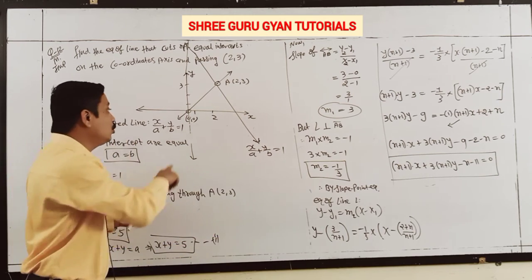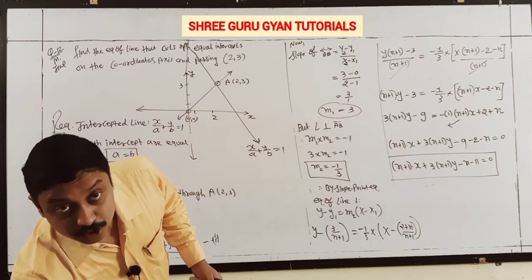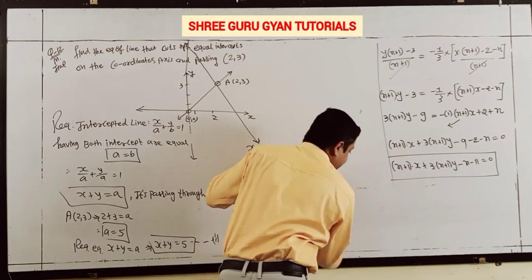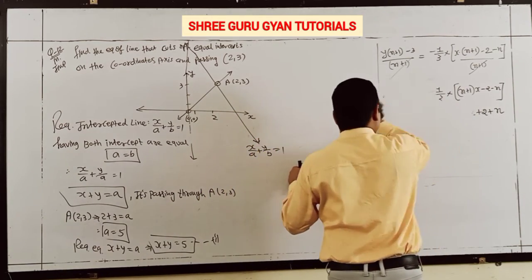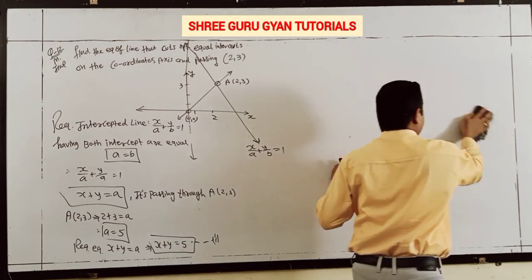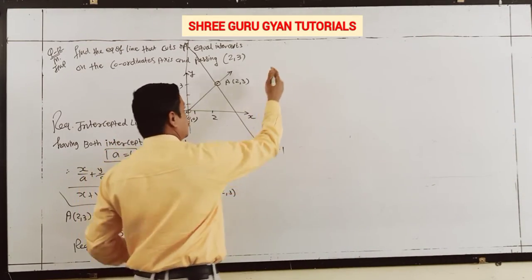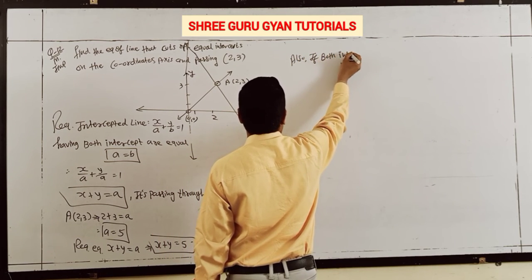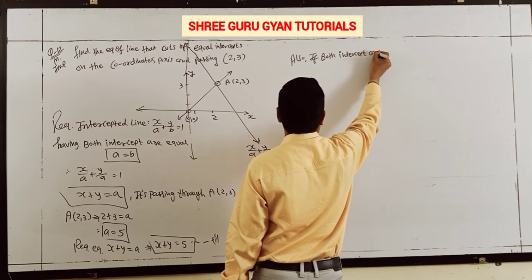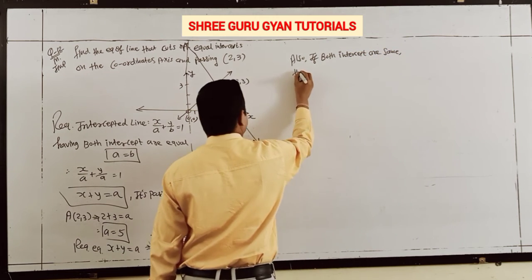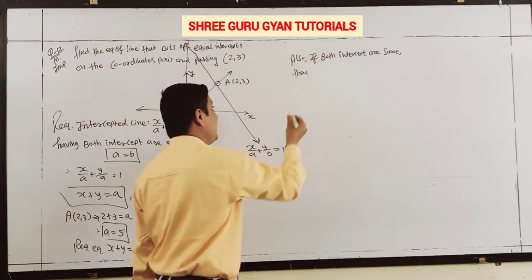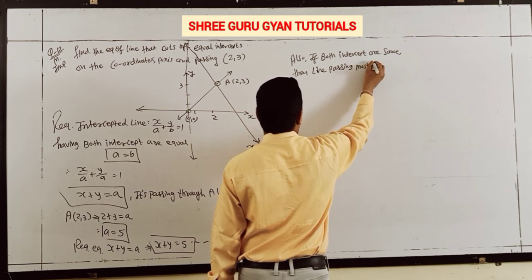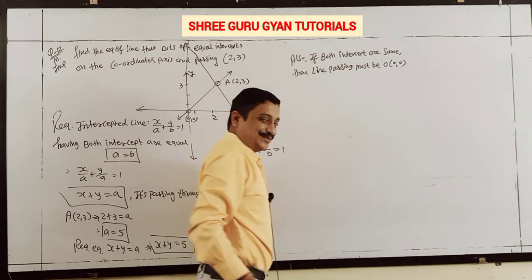But I am telling you one more answer is also possible with equal intercepts. You must show it; it is compulsory, because a line through the origin has the same intercepts and also passes through 2, 3. So if both intercepts are the same, then the line must pass through the origin 0, 0.